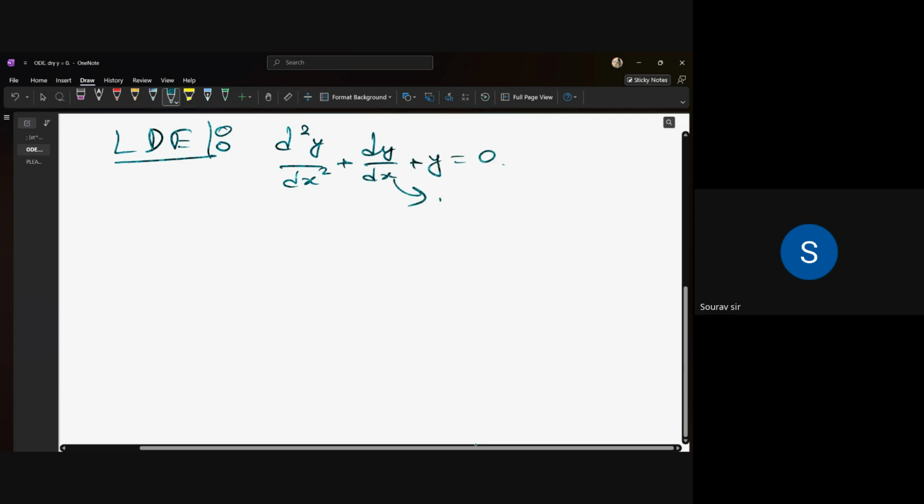Here x is the independent variable and y is the dependent variable. These are the derivatives of the dependent variable with respect to the independent variable. We can easily see that the degrees of the derivatives and the dependent variable are all 1. As the degrees of these are 1, we can consider it an example of a linear differential equation.